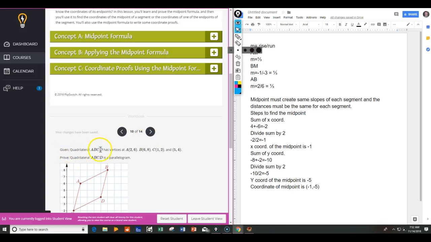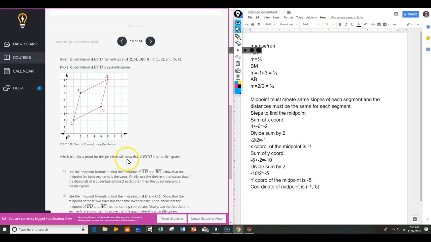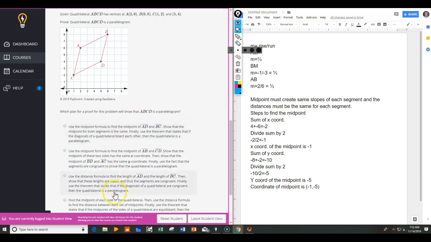Alright, given quadrilateral ABCD has vertices at A (2,6), B (6,8), C (1,2), and D at (5,4), prove quadrilateral ABCD is a parallelogram. Which plan for proof for this problem will show that ABCD is a parallelogram? So here are some plans laid out.